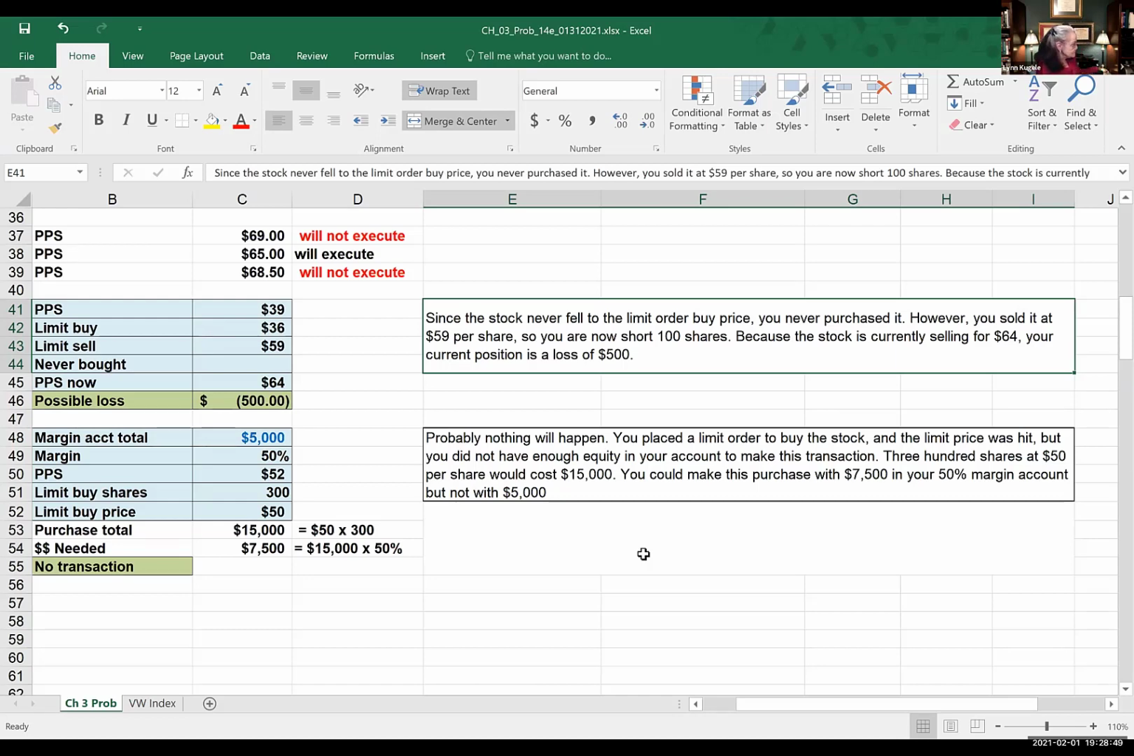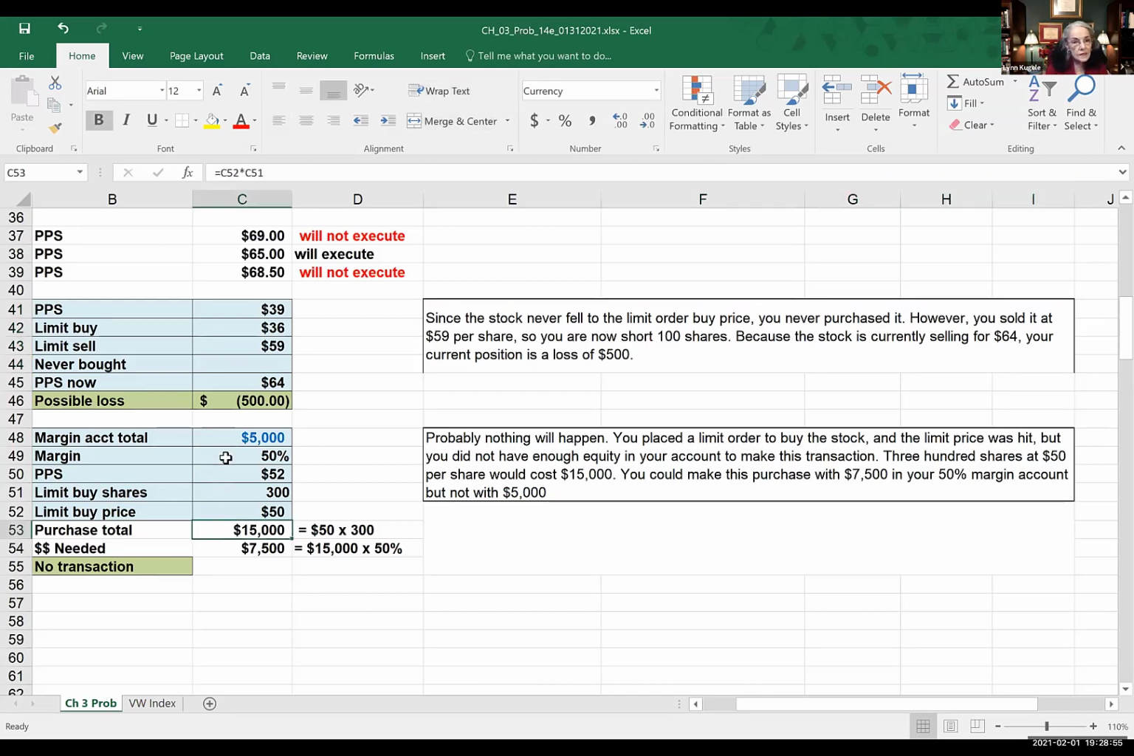What's going to happen? Nothing. Because you don't have enough money in your margin account. You've got 5,000 in the margin account. You need 7,500 to buy it. So nothing's going to happen.